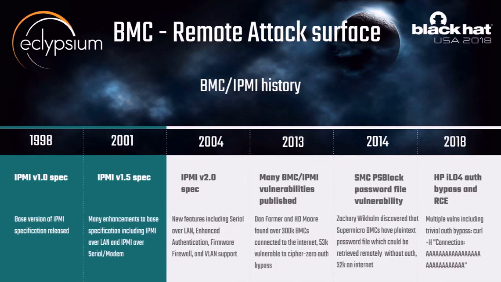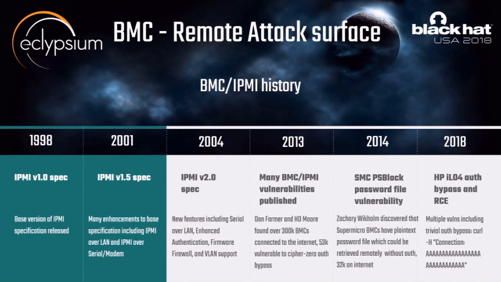The short history of IPMI. 1998, the IPMI spec comes out. 2001, it gets its LAN additions. In 2004, it gets a few more additions with VLAN and firewall. And then we start seeing vulnerabilities in 2013, 2014.